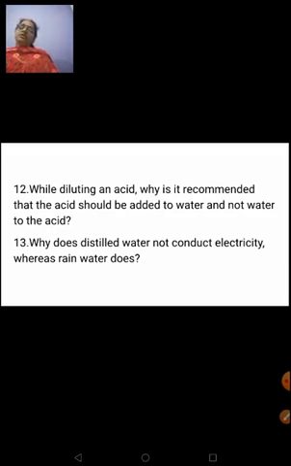Okay, next, why does distilled water not conduct electricity whereas rainwater does? Because distilled water is free of ions. Only when there are presence of ions it will conduct electricity. Distilled water does not conduct because it does not have any ions in it.